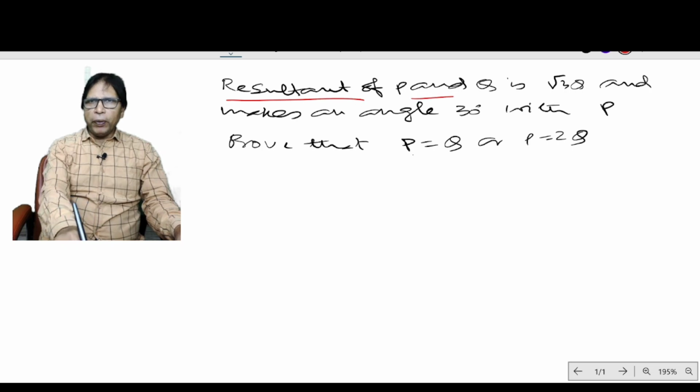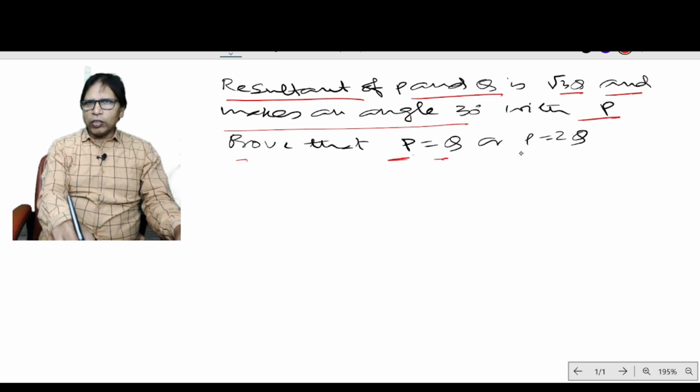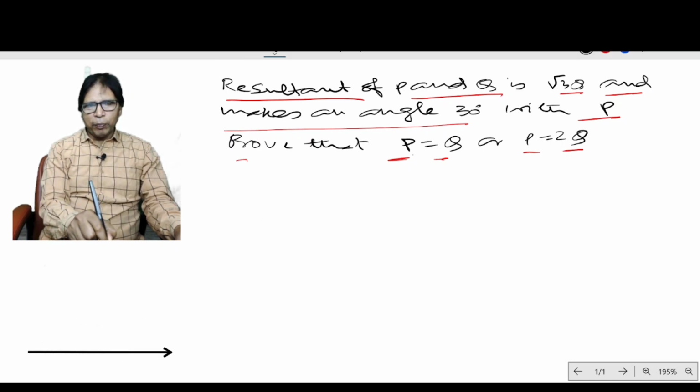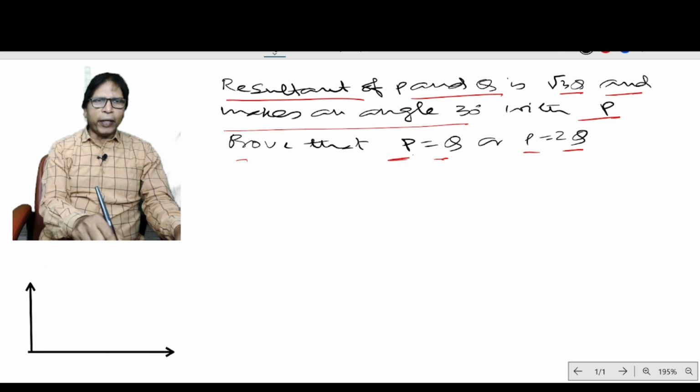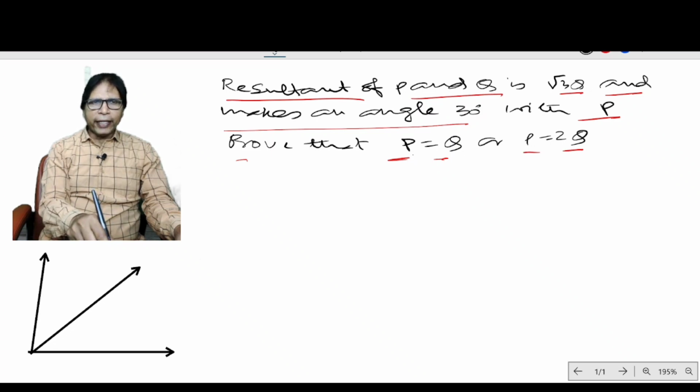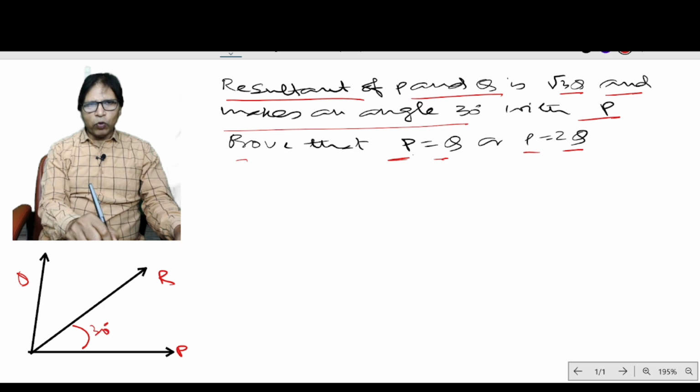Now a numerical. The resultant of P and Q is root 3 Q and makes an angle of 30 degrees with P. Prove that P equals Q or P equals something else. Now look at this, this is the P vector, this is the Q vector, and this is the resultant R vector which makes an angle of 30 degrees with the P vector. Okay, understood? So this is the P, this is the Q, and this is the R, and R is equal to root 3 Q.